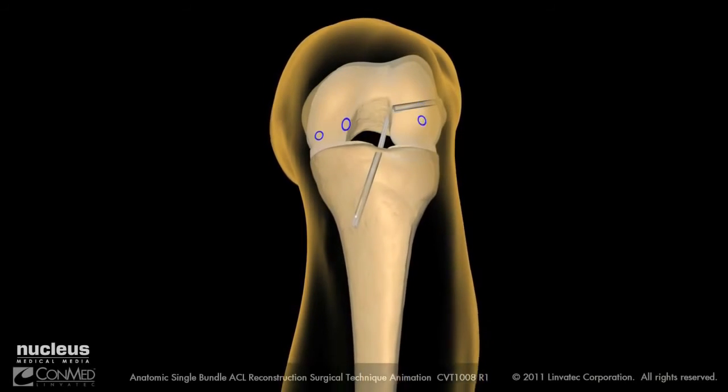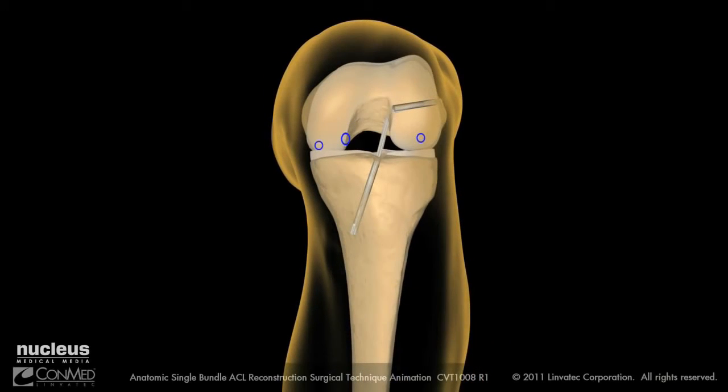Additionally, with this technique, a notchplasty is generally not needed except if an unnatural anatomy, such as an A-shaped intercondylar notch, is present.